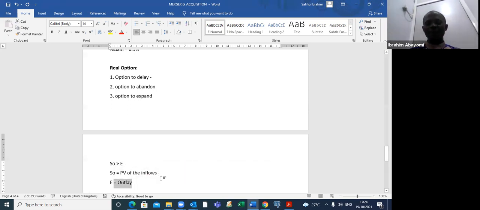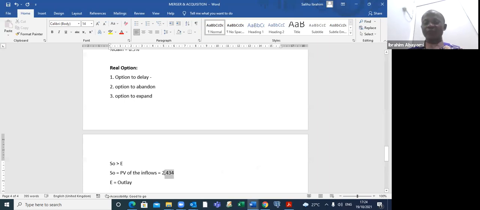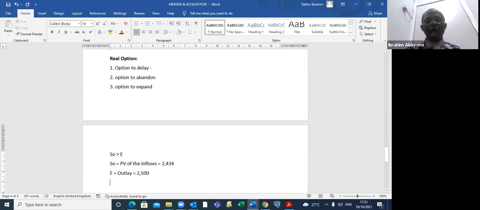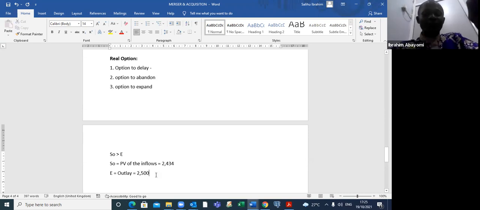For me to get this present value, which is what? 2,434. I think that's the correct answer, right? Yes, 2,434. For me to enjoy this present value, 2,434, I will need to incur some cost. What's the cost? The cost is the outlay, 2,500. Okay, I will need to pay 2,500. So I will pay this 2,500 only if the benefit I want to get from it is higher than the price I'm paying. And effectively, that is the characteristic of a call option.